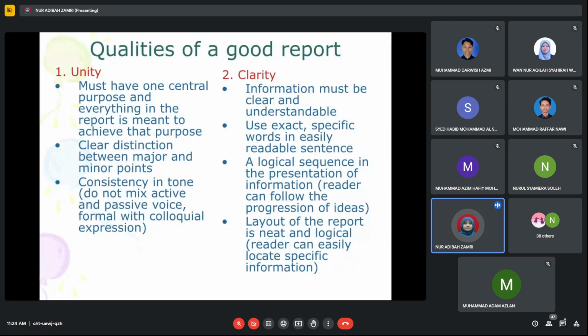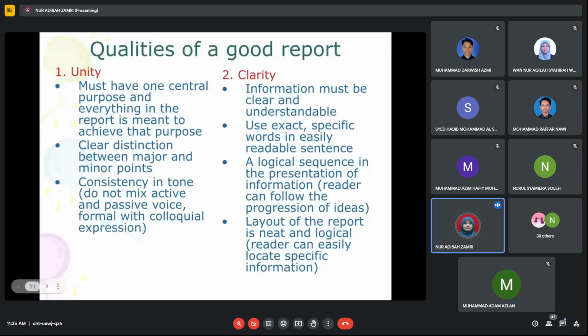So these are the qualities of a good report. Number one, unity. It must have one central purpose, and everything in the report is meant to achieve that purpose. So you're going to think about one purpose later. And then a clear distinction between major and minor points. Consistency in tone: do not mix active and passive voice, or formal with colloquial expressions. So please be careful. Basically, for a report you have to write in passive voice, not active voice.